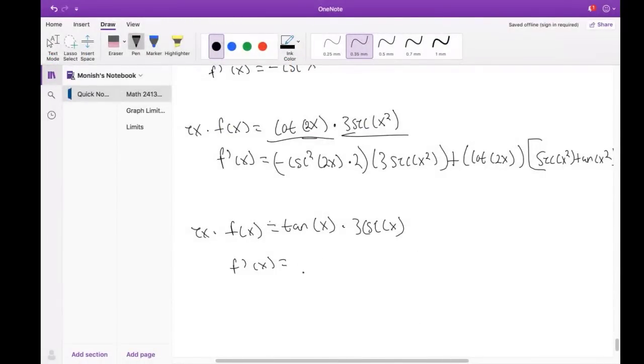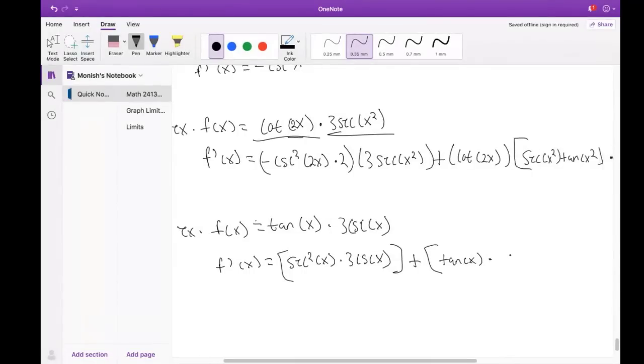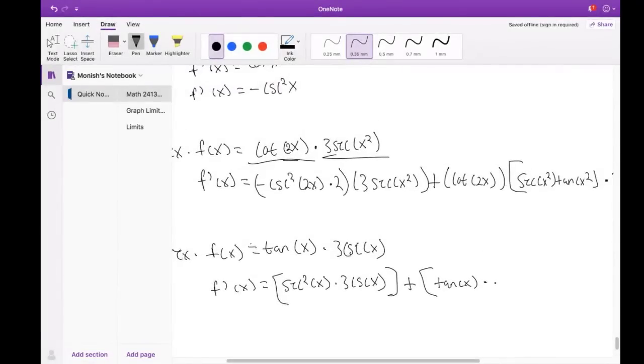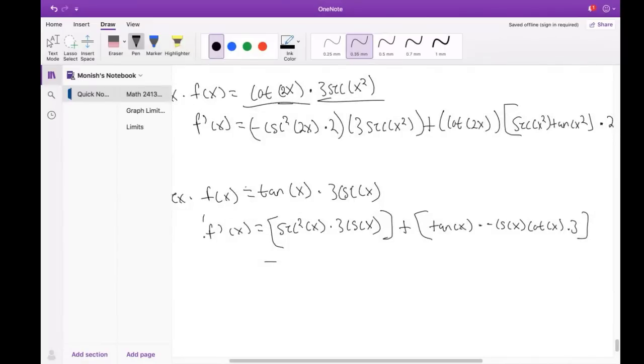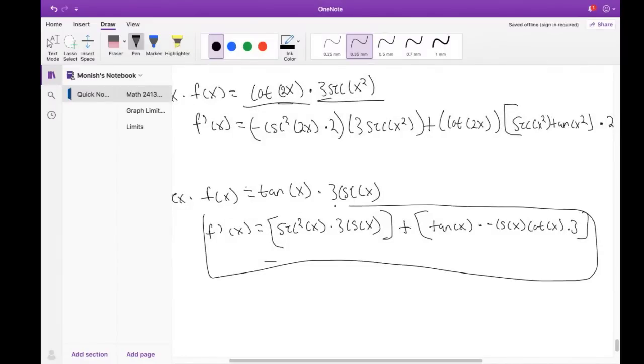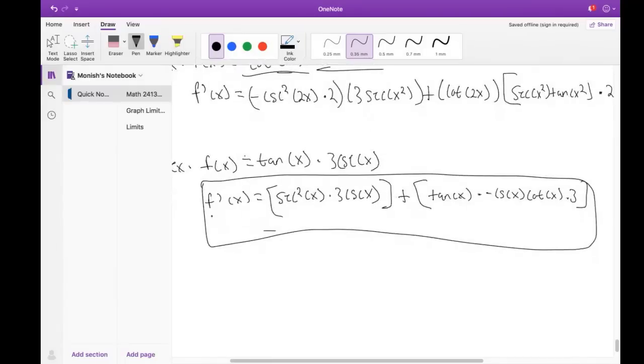So derivative of tangent x, remember, is secant squared x. Keep this thing the same. That's our first part. Then our second part, we're going to keep the tangent x the same, and then take the derivative of cosecant, which is negative cosecant x cotangent x times 3. And that would be your answer for that. That doesn't involve chain rule. So that's an example involving trig and product rule.